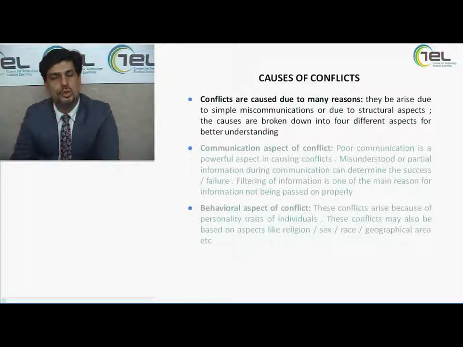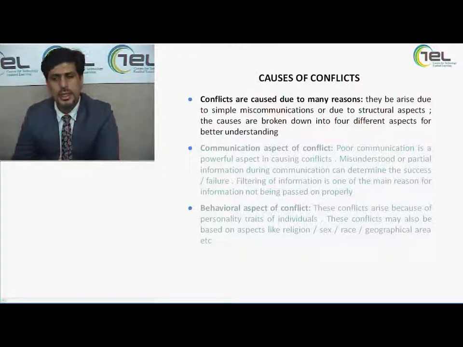Conflicts are caused due to many reasons. They may arise due to simple miscommunications or due to structural aspects. The causes are broken down into 4 different aspects for better understanding. As we have already seen, conflicts can be there in an organization simply because 2 personalities clash, or simply because 2 people do not get along with each other, or could be because of the structural aspects of the organization, or could be because of the goals and the roles in an organization.